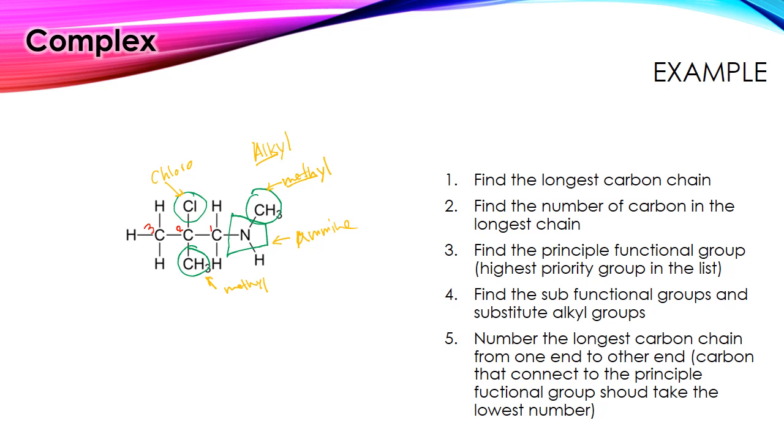And then number the longest carbon chain from one end to the other end, with the principal functional group attached to the lowest carbon number. So then we already finished that point. Then let's write down the name in numbers and prefix for subfunctional groups.